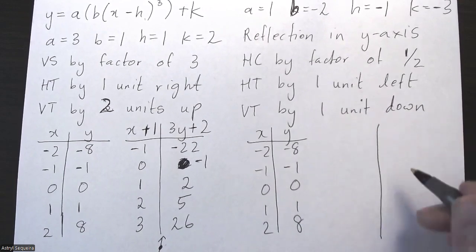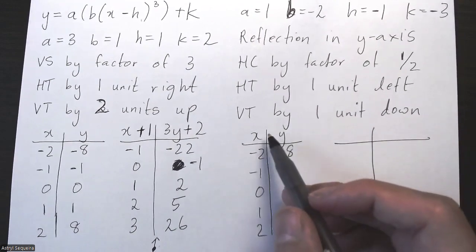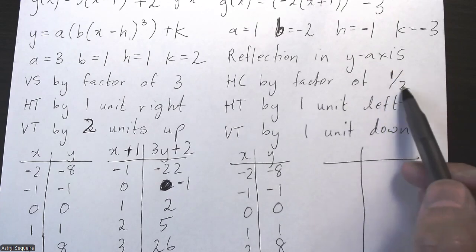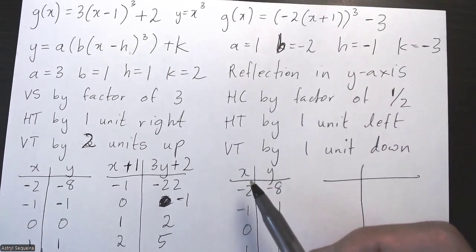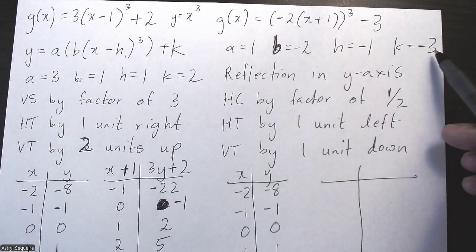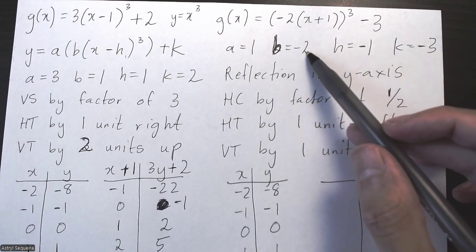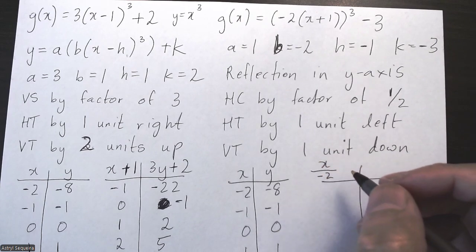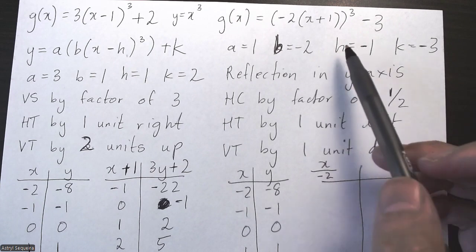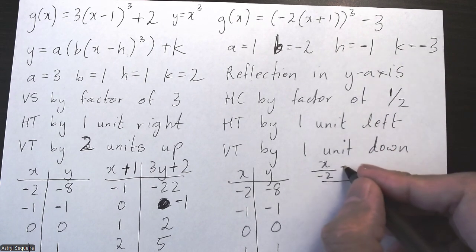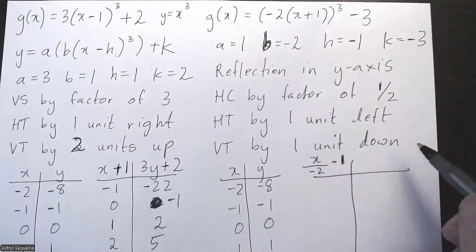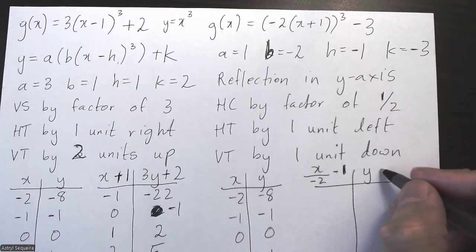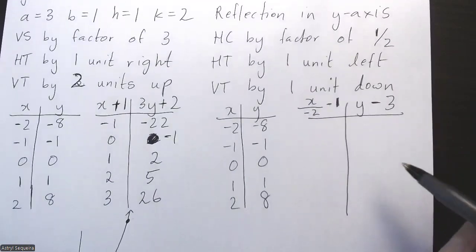Then I will do my mapping rule. So over here I have a horizontal compression by a factor of 1 over 2, and my b value is negative 2. So I have x over negative 2, x over b, plus h. So plus negative 1 is just minus 1. Then I don't have an a value, so 1 times y is just y, and then plus k, so minus 3.